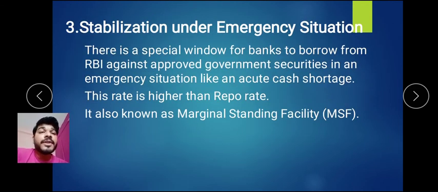Chalo. Stabilization under emergency situation. Whenever there is a quick emergency situation, there is a marginal standing facility which is given. In that emergency situation, you can use your government security directly with the RBI, and the RBI gives you money in the emergency window. So there is a special window which has been created so that commercial banks can borrow money from RBI for emergency situations, and they can directly get the cash. That is called the marginal standing facility, and the rate is always higher than the repo rate.